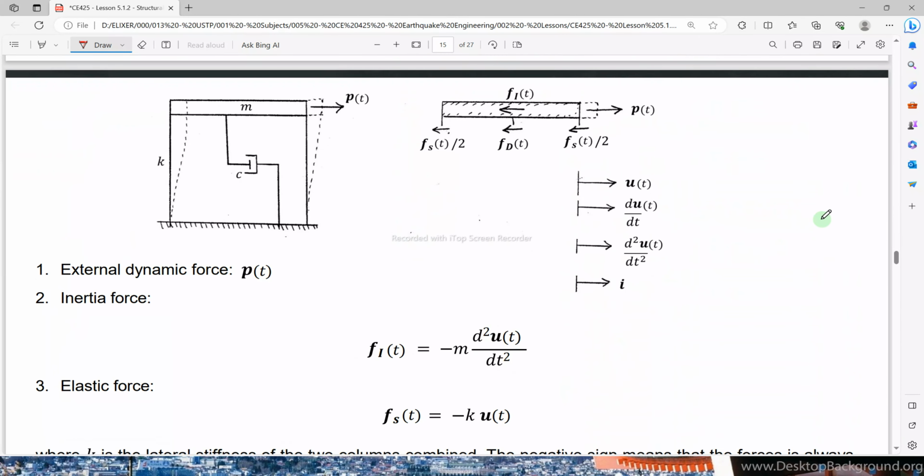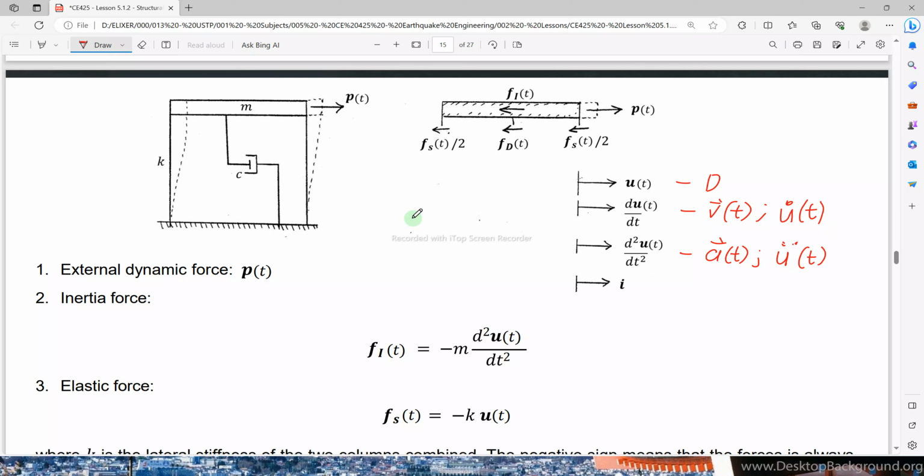So we have the displacement, the velocity as a function of time, u dot of t. Then we have here the acceleration as a function of time. So this is a vector quantity, u double dot of t.